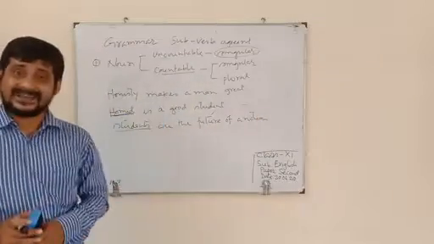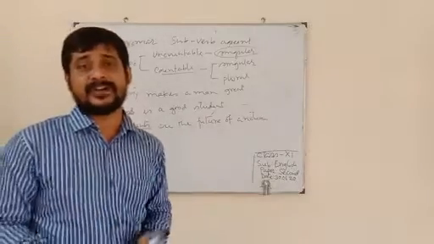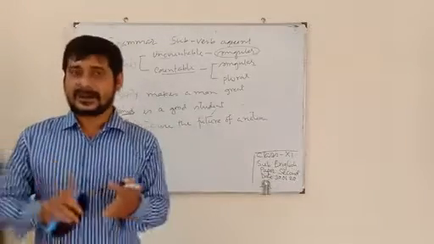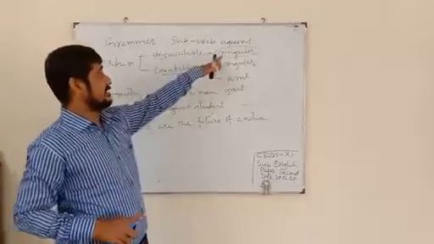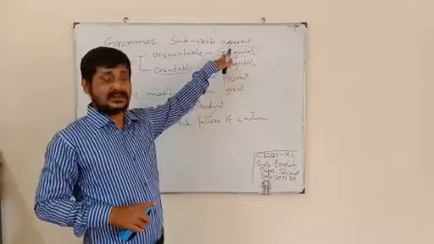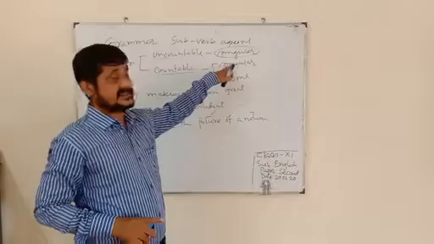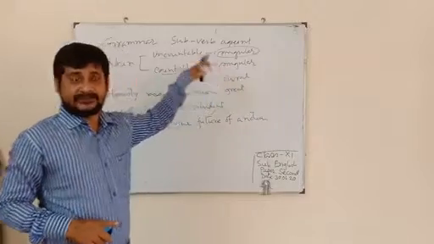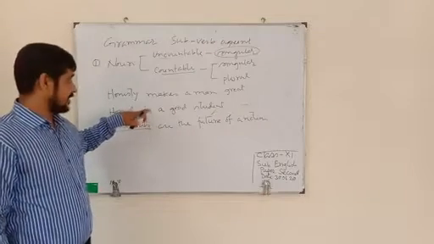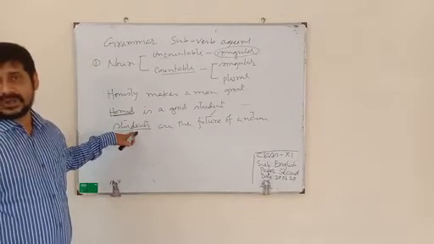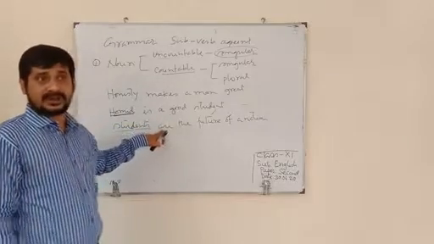So here it is clear, if your subject is a noun, you have to identify whether it is countable or uncountable. If it is uncountable, a singular verb will be used there. If your subject is countable, you have to identify whether it is singular or plural. If your subject is singular, you have to use a singular verb. If your subject is a plural noun, you have to use a plural verb.